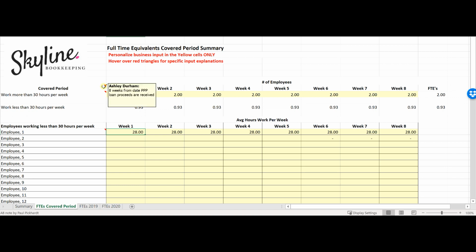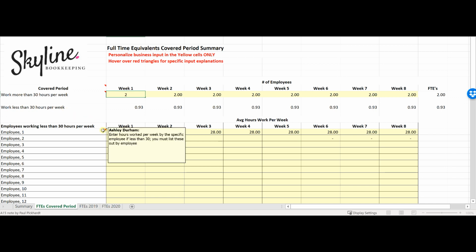So the covered period again is 8 weeks from the PPP loan proceeds, the date they were received. And then for full-time employees, we want to enter the total number of employees, not hours, working for any employees that are working more than 30 hours in a particular week. So let's say I have 2 employees during this time period that are working full-time. I want to enter in that information here. For any employees that are working less than 30 hours a week, I want to enter in their hours by the week, not the total amount of employees. So this is important. It's a little tip here.